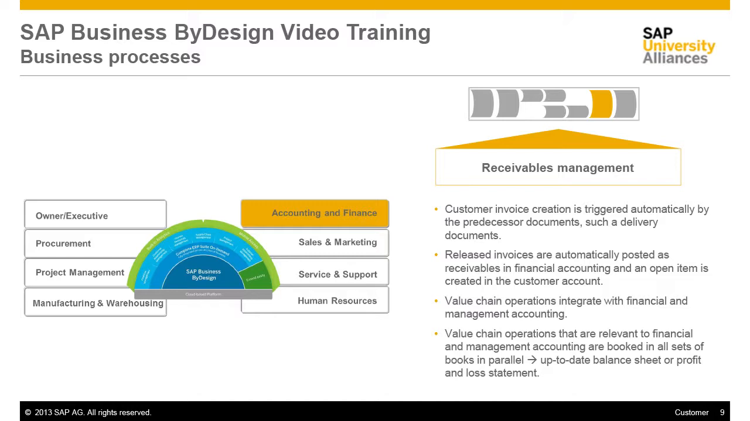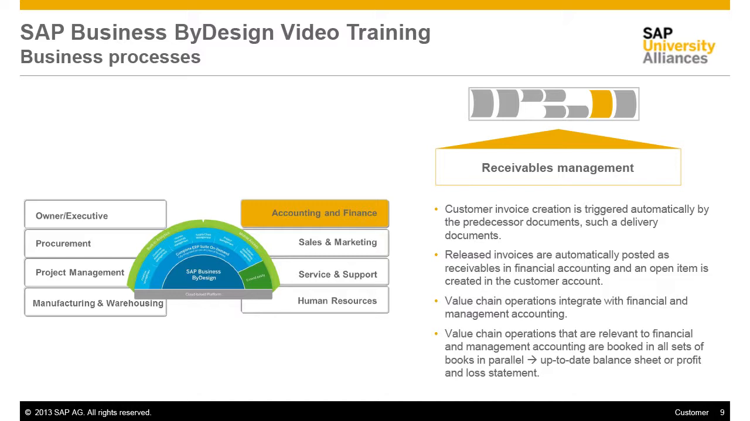Financial documents such as invoice requests are triggered automatically by the preceding process, such as the posting of an outbound delivery document. This is another example of the benefit of a fully integrated solution. Released invoices are automatically posted as receivables in financial accounting, and an open item is created in the customer account.